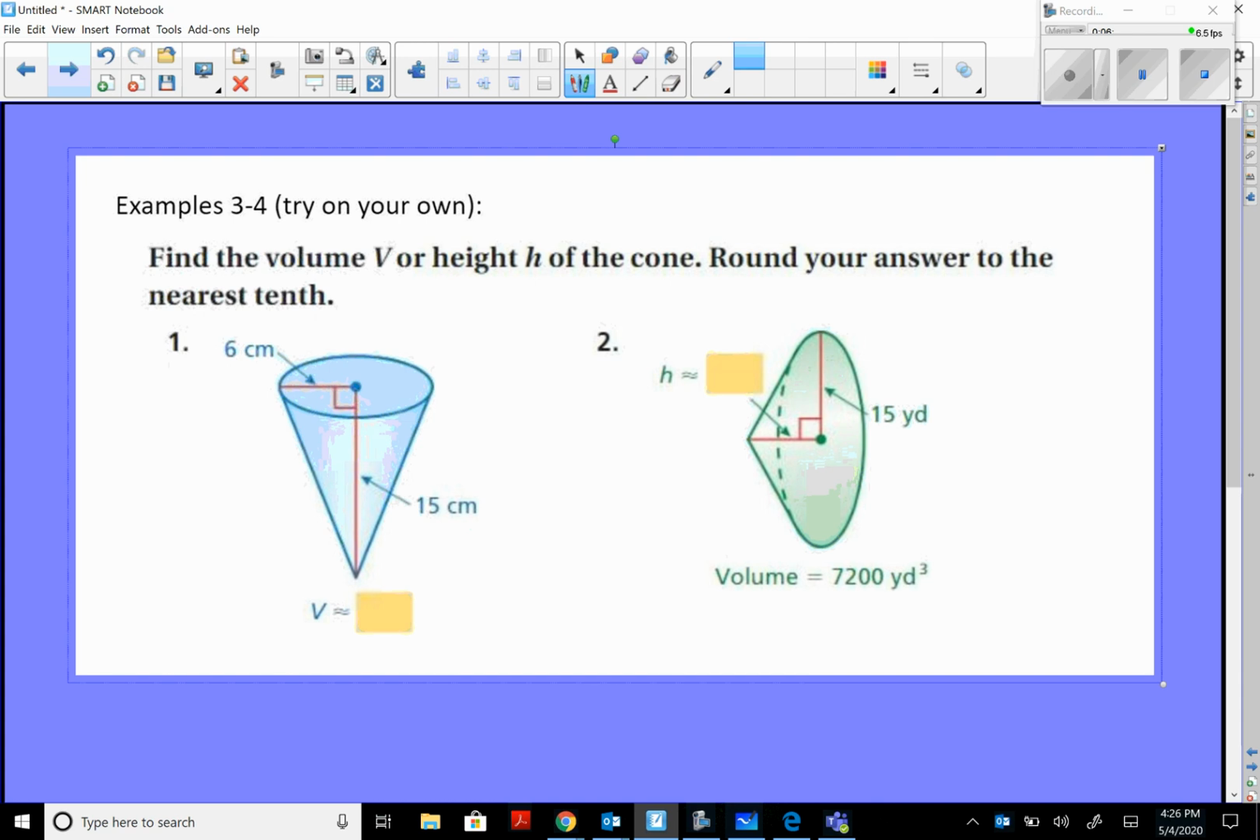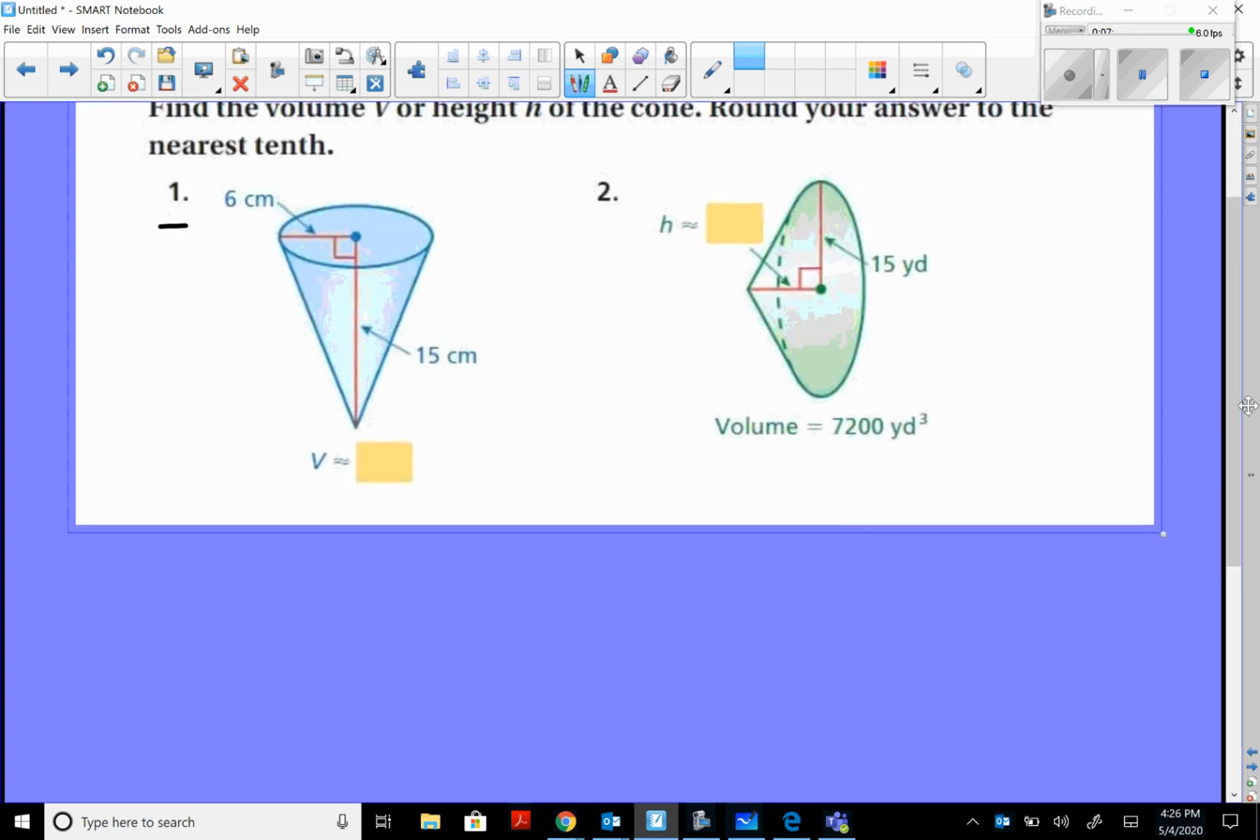All right, so a couple more examples together. On number 3, which is the one that has the 1 here, we're finding volume, and then on number 2, we are finding the height. So let's start with the blue one. So we know the formula is volume equals 1/3 times B, which is area of base, times H, which is height of cylinder.